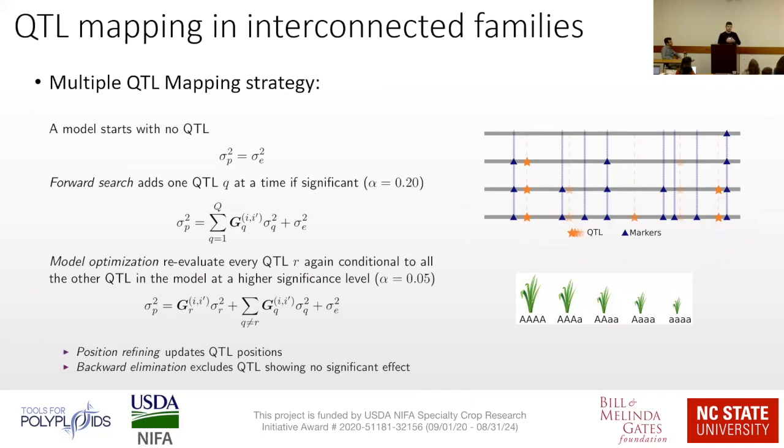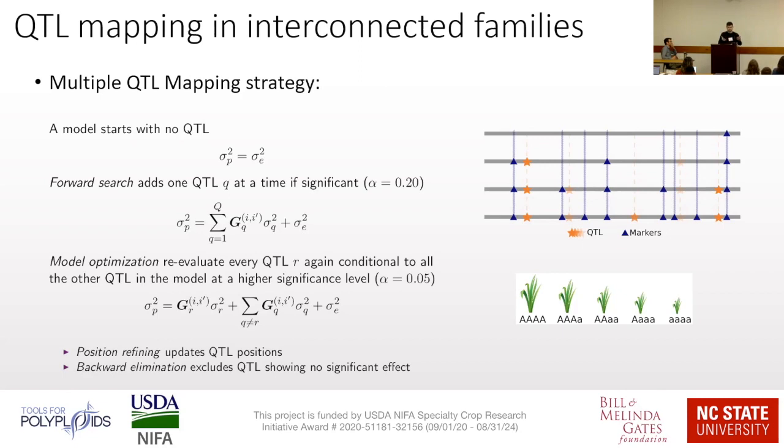So, just recapping the multiple QTL mapping strategy. We start with a model with no QTL in it, where all the phenotypic variation belongs to the environmental or residual variation. And we perform a forward search. We search for QTL at every genomic position along the genome. For every position, we take the probabilities that Marcelo just showed us how to calculate, and we construct a genomic relationship matrix for this position between all the individuals. Then we estimate the variance component associated with that position. We keep doing this along the genome.